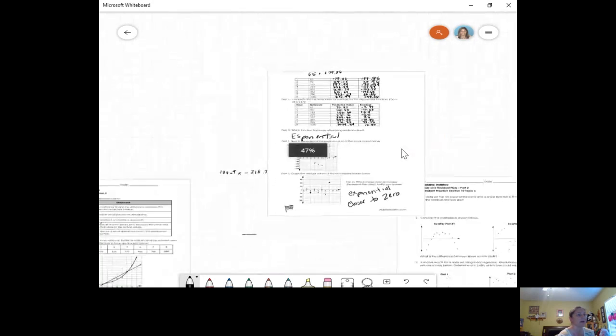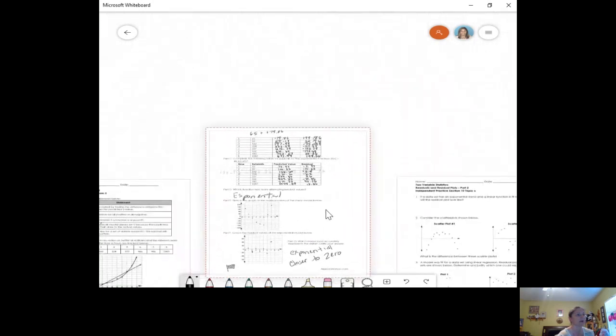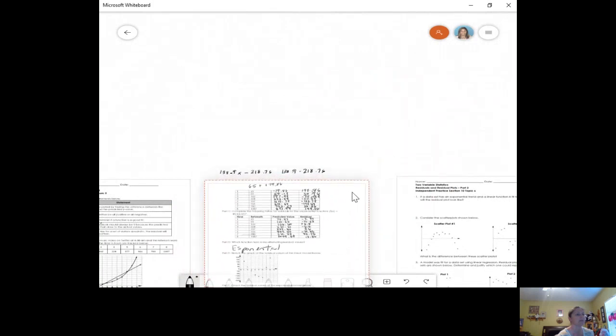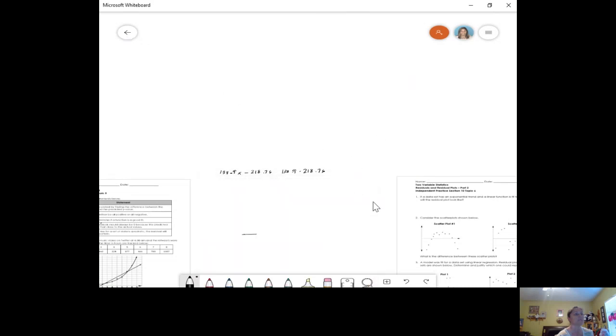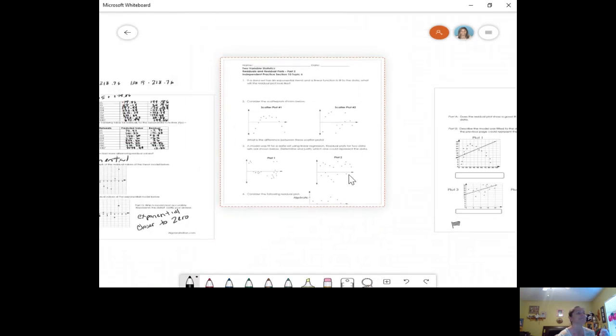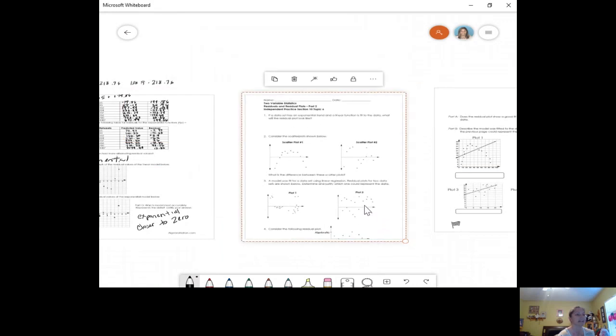So let me zoom back out, move this back where it's supposed to go. Okay, and then we're going to move this way. Gotta love technology.